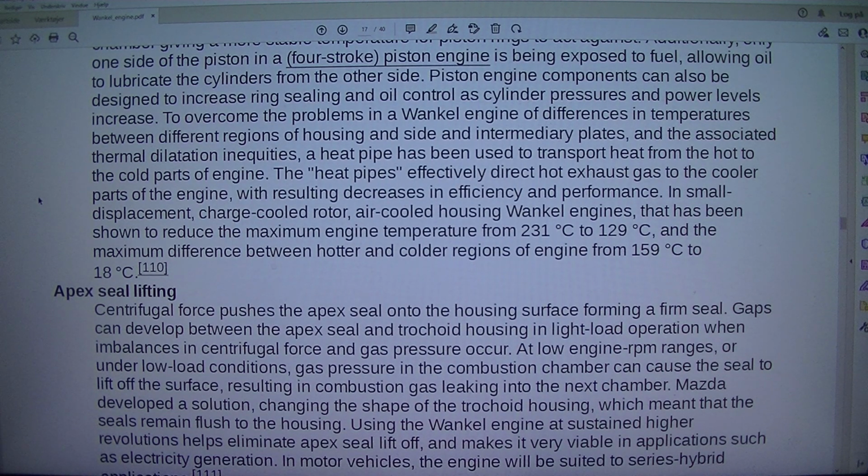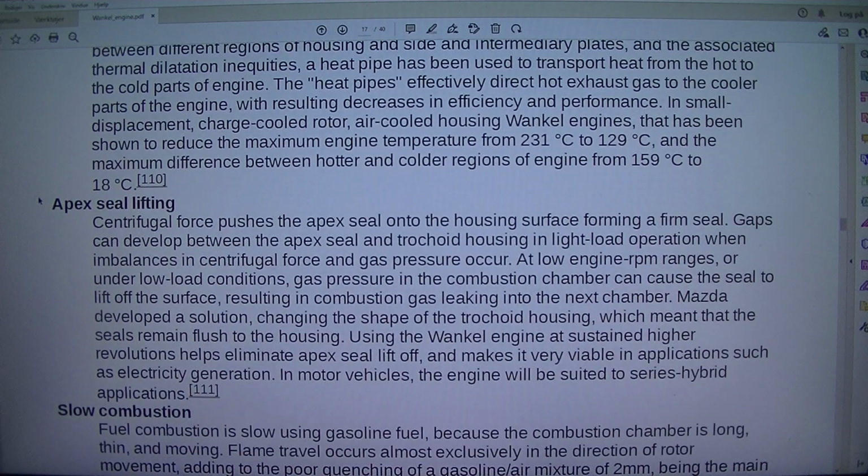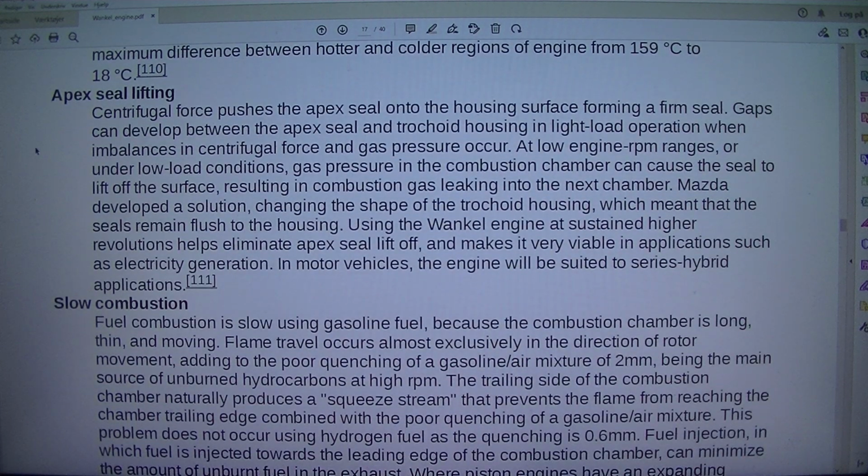Apex seal lifting. Centrifugal force pushes the apex seal onto the housing surface, forming a firm seal. Gaps can develop between the apex seal and trochoid housing in light load operation when imbalances in centrifugal force and gas pressure occur. At low engine RPM ranges, or under low load conditions, gas pressure in the combustion chamber can cause the seal to lift off the surface, resulting in combustion gas leaking into the next chamber.